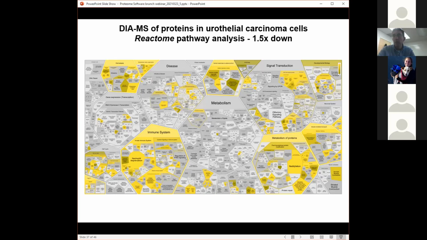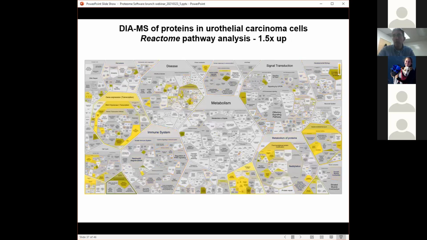And we can see here that there are some very clear pathways that are overrepresented by these tumor cells. That's the ones that are 1.5-fold down, and in the 1.5-fold up, there are different reactions. I've often found that there's a difference between up and down that's worth looking at separately.